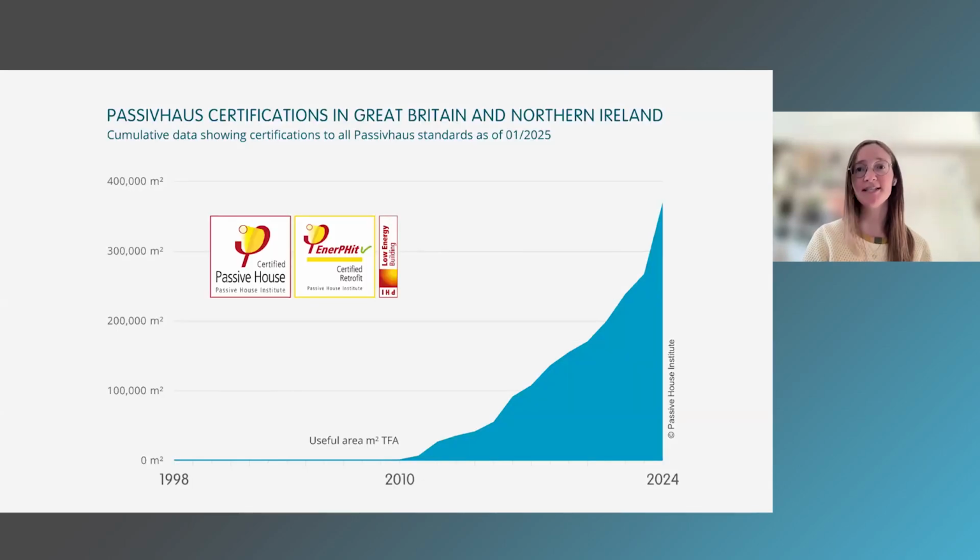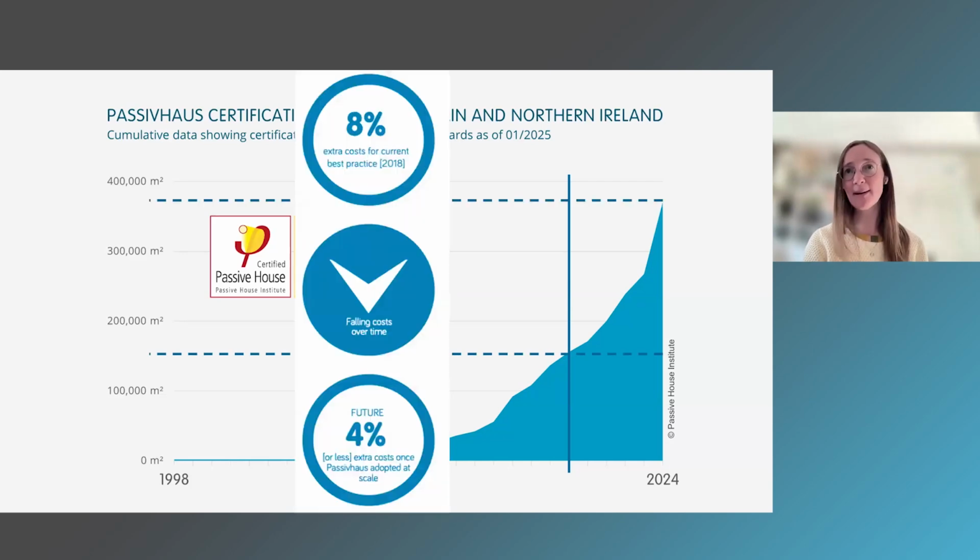Since then, Passive House projects have significantly increased in scale in the UK. This was the last time we published a cost paper, 2019. Since then, we can see that the Passive House numbers have more than doubled in terms of the scale of Passive House delivery in the UK. And in that primer we published in 2020, what we were showing was that the current cost uplift for Passive House in 2019 was about 8%. We were seeing that falling over time, and projecting into the future that we would see 4% extra costs once Passive House was adopted at scale.